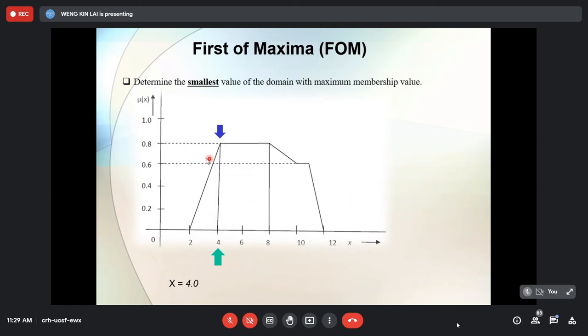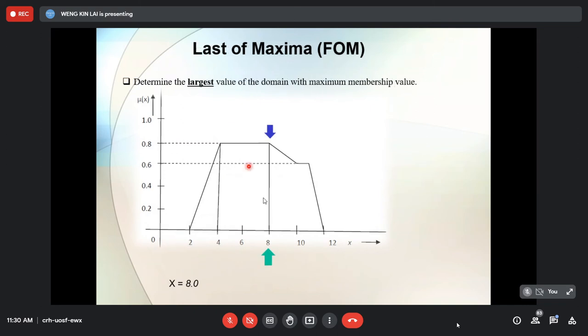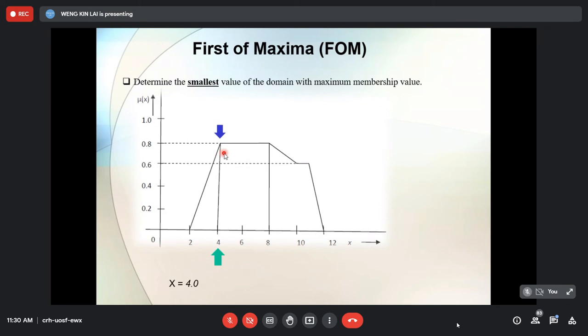Here in this method, you determine the smallest value of the domain with the maximum membership value. Smallest value of the domain with the maximum membership value. So this is your x, and at this value here, you take this point. Smallest value is it. Okay, I know what it means. Basically, you look at here.